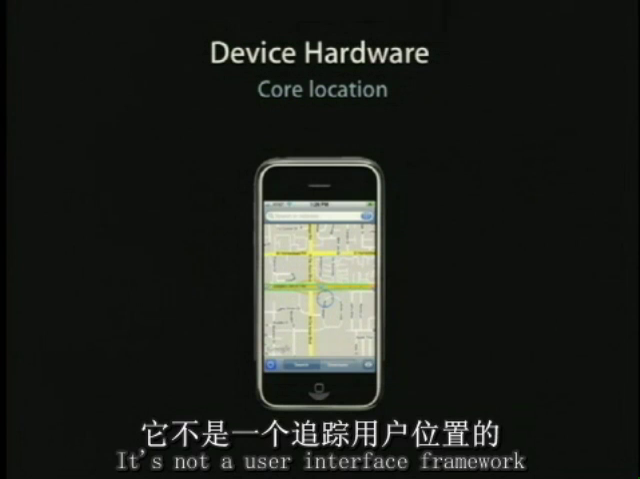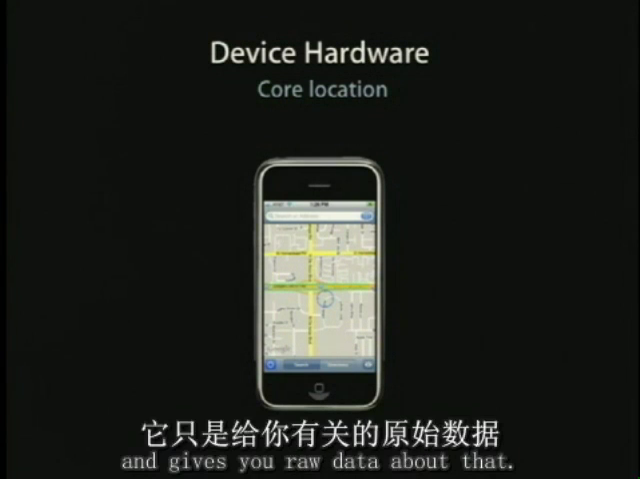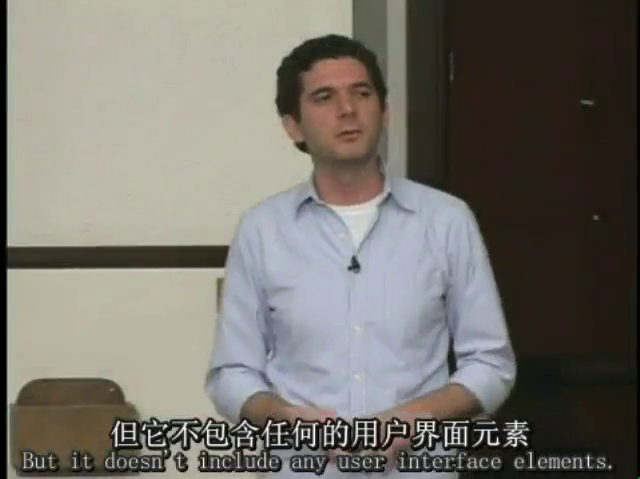Core Location is a lower-level framework. It's not a user interface framework; it just tracks user location and gives you raw data about that, but it doesn't include any user interface elements.